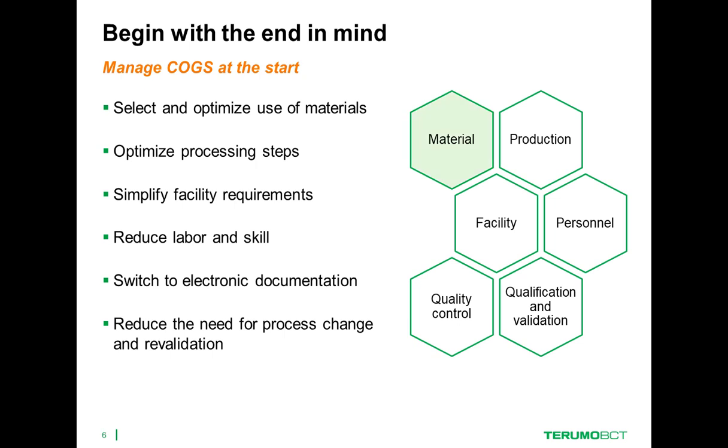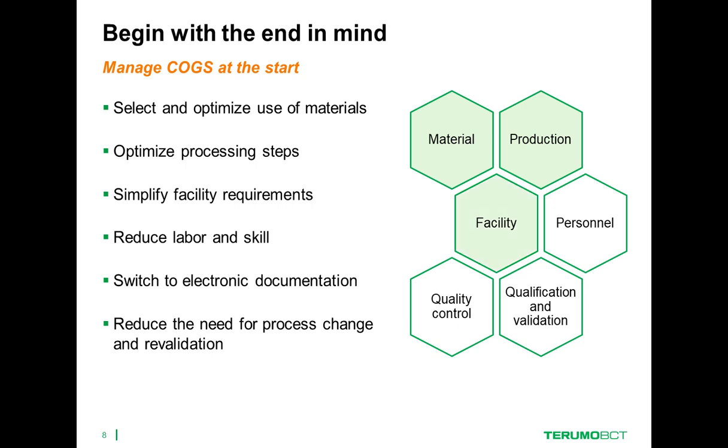Firstly, select reagents that can meet manufacturing quality and regulatory requirements, as well as supply needs, and optimize your process to reduce the volume of reagents consumed. Second, optimize your processing steps, which come from the deep understanding of your process. Take away any steps and tests that are not necessary.